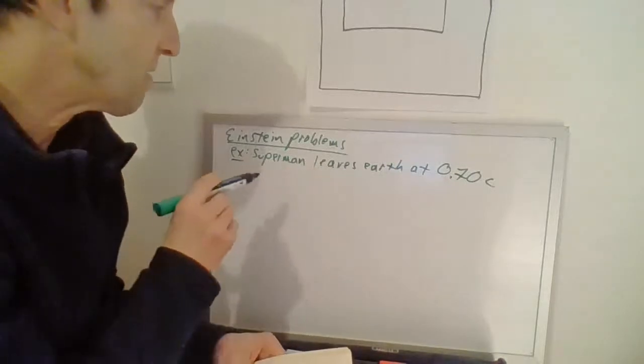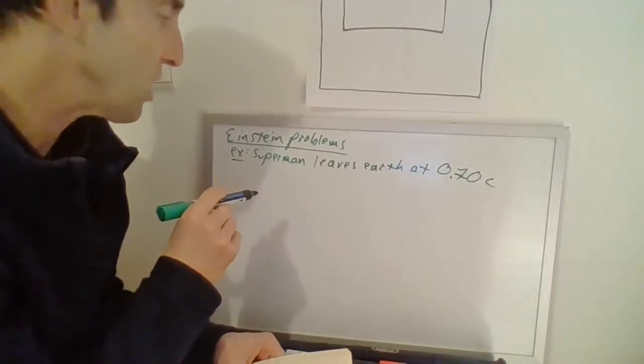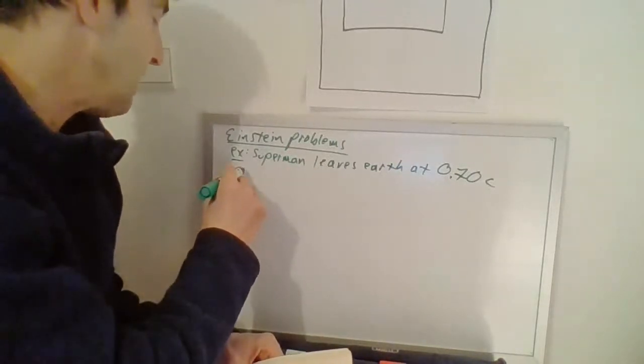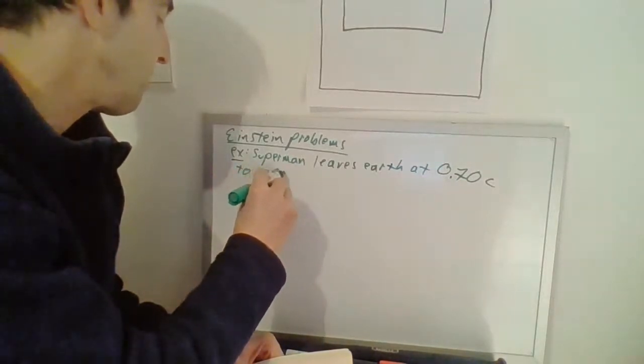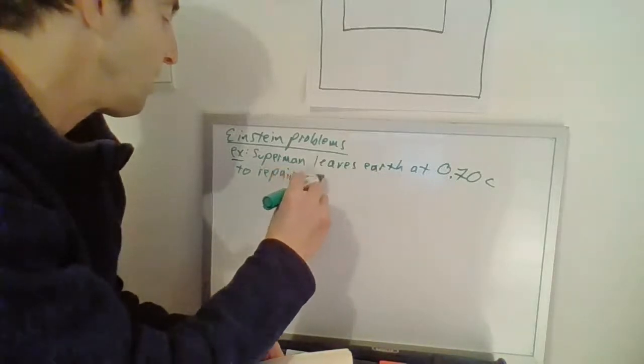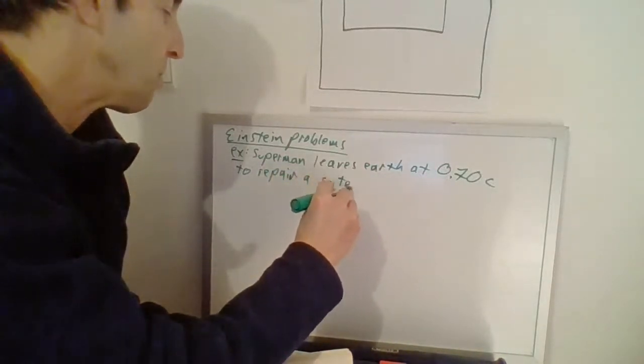So Superman leaves Earth at 0.70 C to, let's say, repair a satellite. Everybody needs a job.